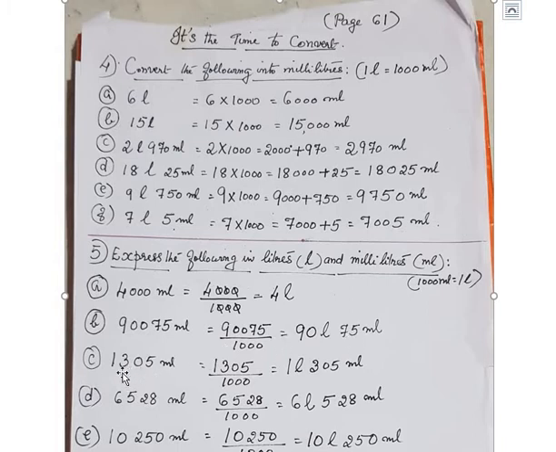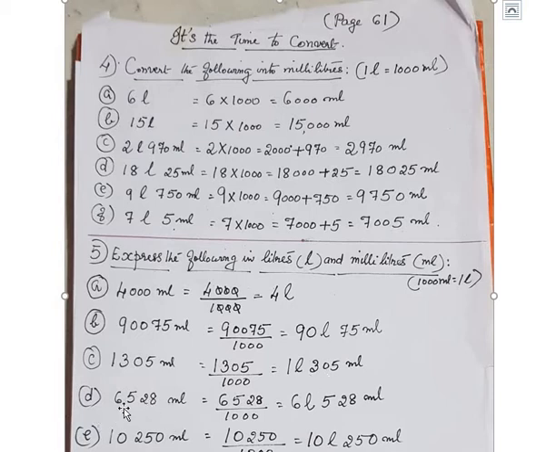Next one, 1305 milliliter. 1305 upon 1000. 1000 has 3 zeros, so 3 decimal places, 1, 2 and 3. After 1 we put a dot. So 1.305. So 1 point means 1 liter 305 milliliter. So 1 liter 305 milliliter.